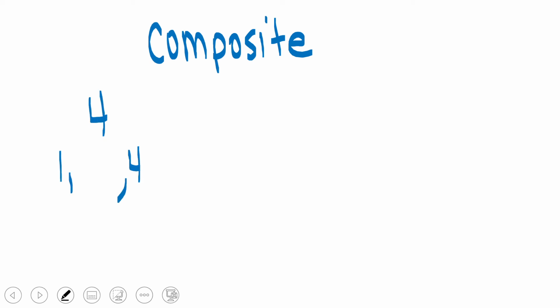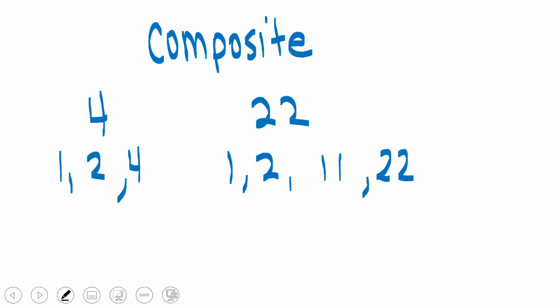Composite numbers have several factors besides just 1 and itself. So think about the number 4. 1 times 4 is 4, and 2 times 2 is 4. So this is a composite number with more factors than just 1 and itself. What about 22? 1 times 22 works. 2 times 11 also works. So 22 would be a composite number.